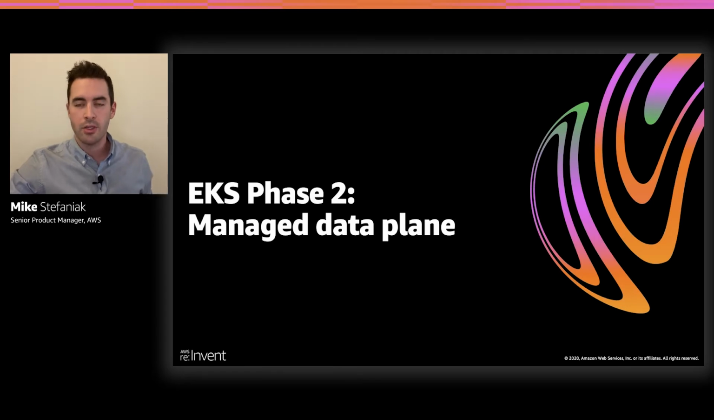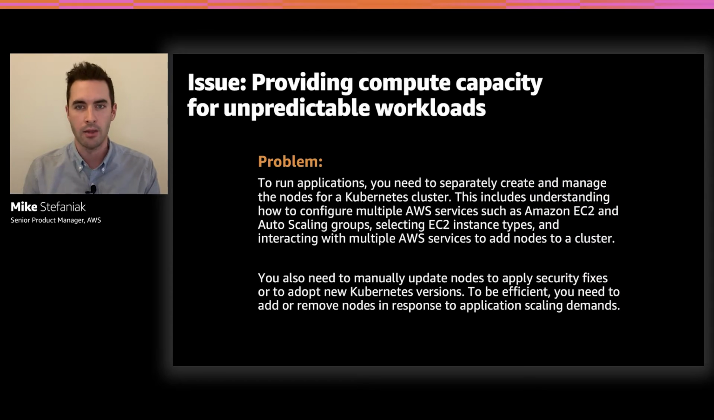So after we launched EKS with that managed control plane, a lot of you came back to us and said, well, what about the data plane? And the problem we heard from you is that in order to add compute capacity to your cluster, it takes a lot of separate commands and tools to launch EC2 instances, auto-scaling groups, adding nodes to your cluster based on traffic you're receiving. And in addition to just adding capacity, there's also a problem with manually updating nodes to apply security fixes and new Kubernetes versions. And the ask we heard was, this is something EKS should automate as well.